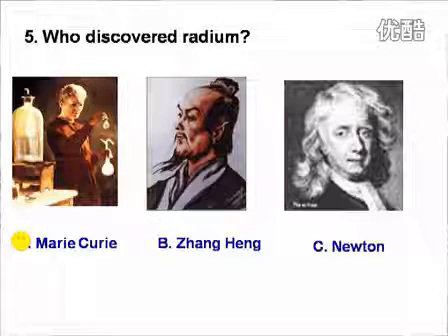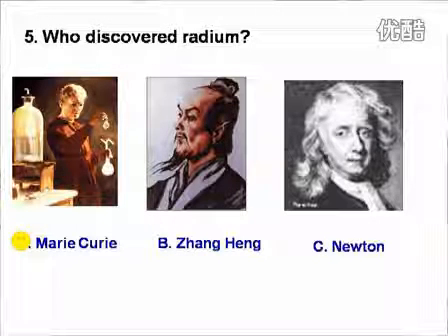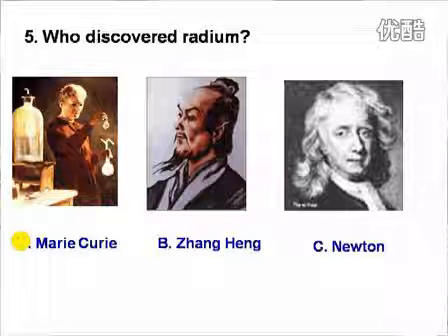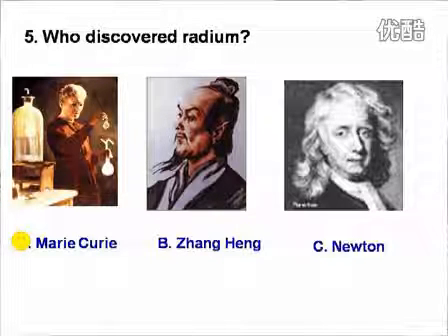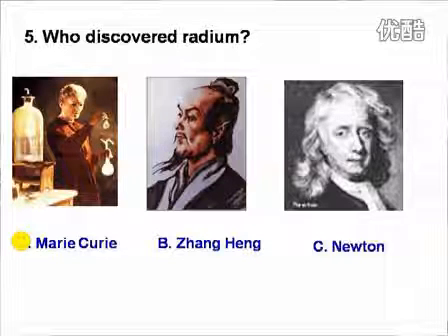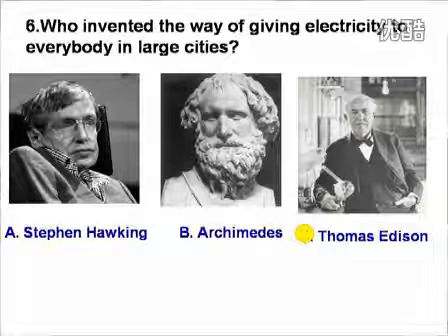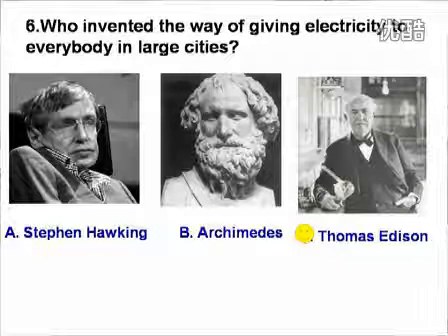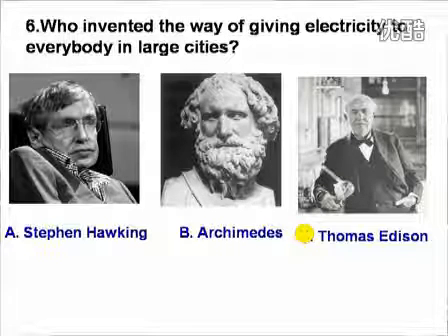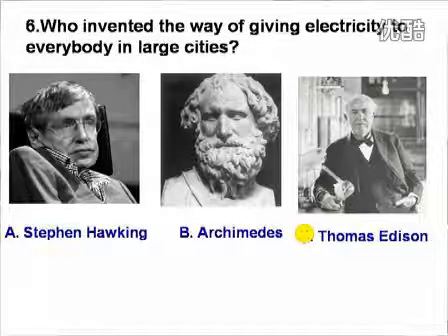Okay. Now next, who discovered radium? 谁发明了镭？Okay. Now first, Madame Curie. B, 张衡。Okay. Now C, Newton. Of course we know Madame Curie. Okay. Now next, who invented the way of giving electricity to everybody in large cities? Okay. Now first, Stephen Hawking. Okay. Now Archimedes, Thomas Edison. Of course we know that is Thomas Edison.